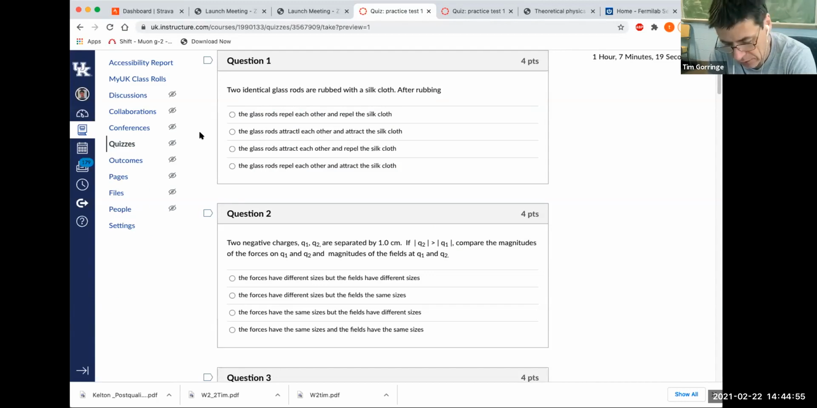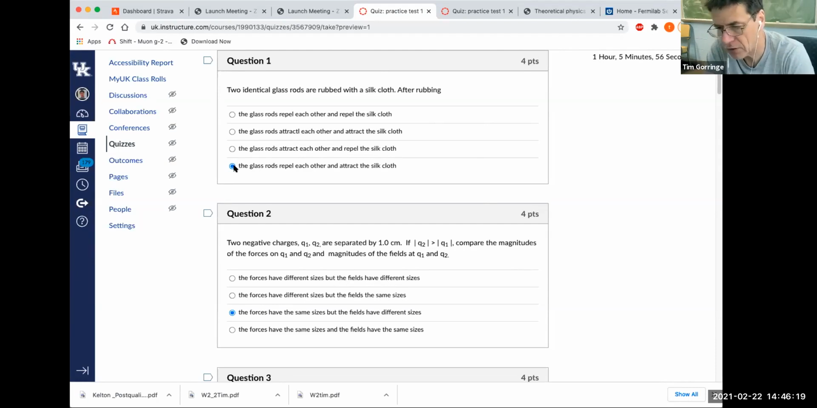Okay, second question. Let's go on to this second question. We've got 2 negative charges, Q1, Q2. They're separated by 1 centimeter. We're told that the second charge, Q2, is bigger in size than the first charge. And we're asked to compare the forces on Q1 and Q2 and the fields at the locations of Q1 and Q2. And we're asked to consider whether the forces are the same size, different size, the fields are the same size or different size.